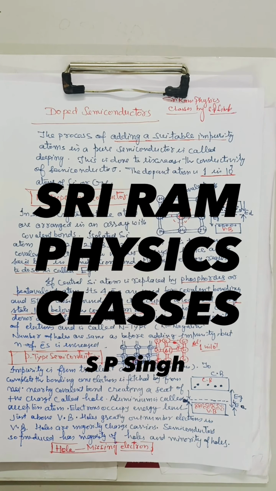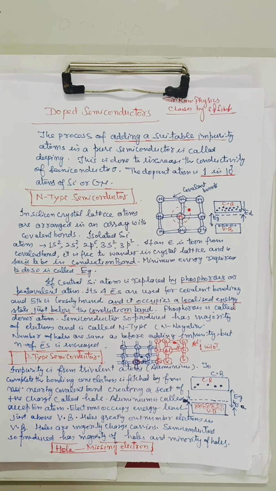इस वीडियो में हम डोपिंग प्रोसेस स्टडी करते हैं। डोप सेमीकंडक्टर्स क्या होते हैं? The process of adding a suitable impurity atoms in pure semiconductor is called doping. That is, we have to take the suitable elements from the periodic table, that is aluminium or phosphorus or antimony, and those atoms are added to the pure semiconductor to increase its conductivity.